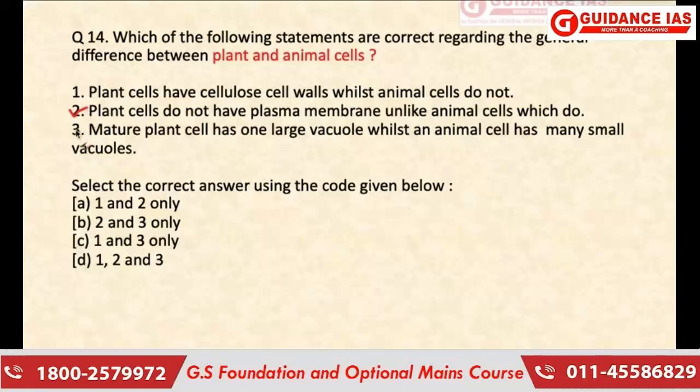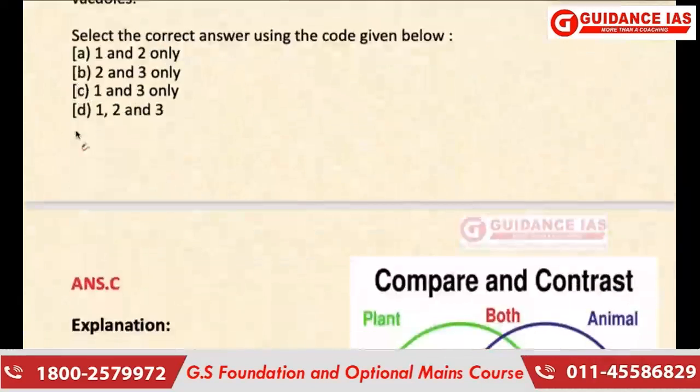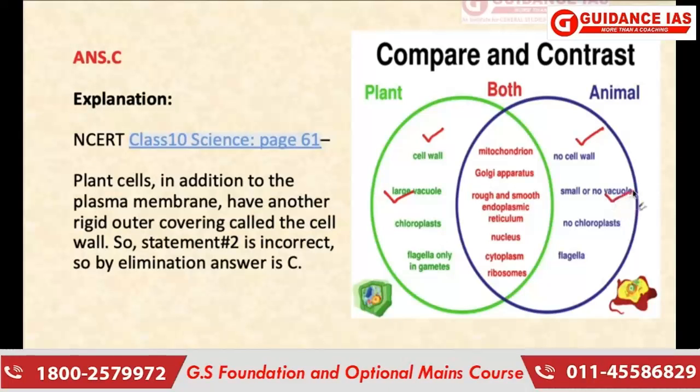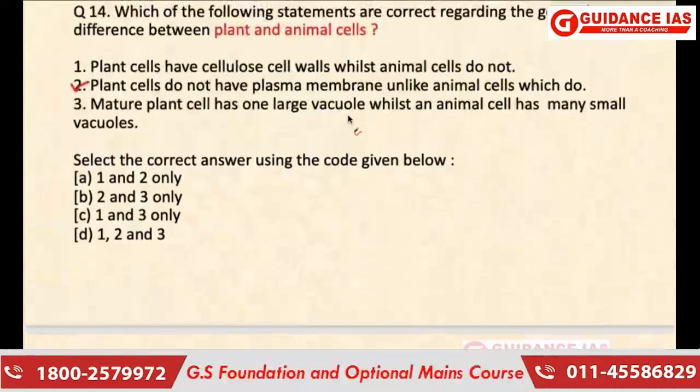ठीक है. The third statement says mature plant cell has one large vacuole while animal cell में बहुत छोटे छोटे vacuoles होते हैं. This is a correct statement. It is mentioned over here as well that plant cell has one large vacuole while animal cell either will have no vacuole or will have many small vacuoles. Now you must ask कि इन vacuoles का काम क्या होता है?